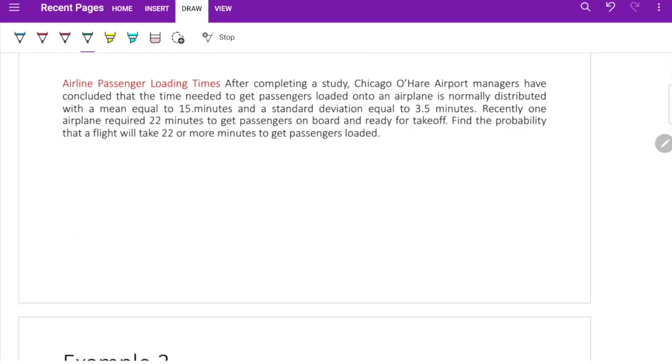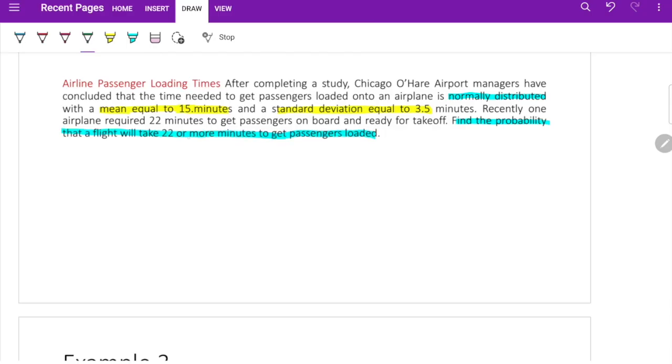Next example. The question says, after completing a study, Chicago airport managers have concluded that the time needed to get passengers loaded onto an airplane is normally distributed, keyword, with a mean equal to 15 minutes and a standard deviation of 3.5 minutes. Recently, one airplane required 22 minutes to get passengers on board and ready for takeoff. Find the probability that the flight will take 22 or more minutes to get passengers loaded.